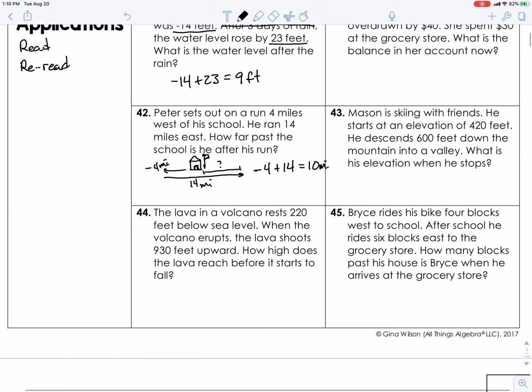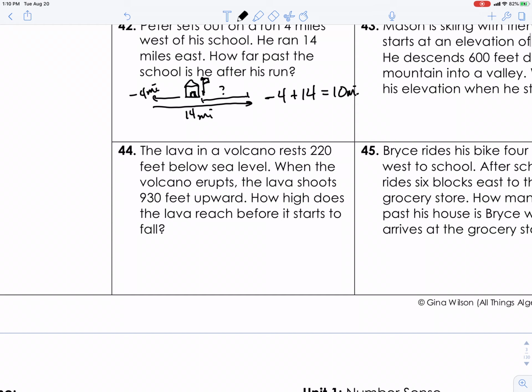Let's look at number 44. Okay, the lava in a volcano rests 220 feet below sea level. Okay, so that tells me that's like a -220. When the volcano erupts, the lava shoots 930 feet upward. How high does the lava reach before it starts to fall? Well, we're at -220, and it went up 930. And that's a big number line to have to deal with, but we're starting to understand things here. -220 plus 930, that's 710. Okay?